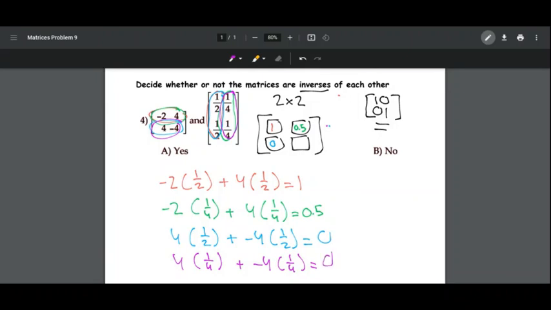So as you can see, the new matrix isn't a match of the identity of an inverse. So the first matrix and the second matrix are not inverses. So the answer is no.